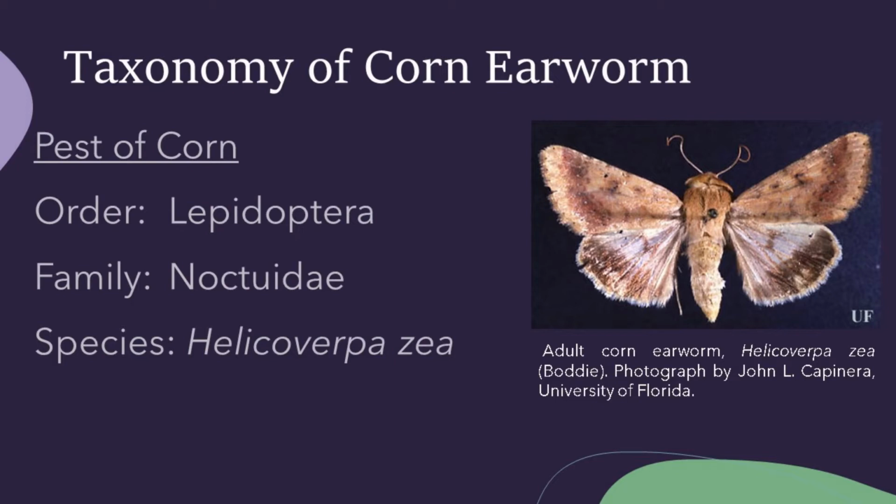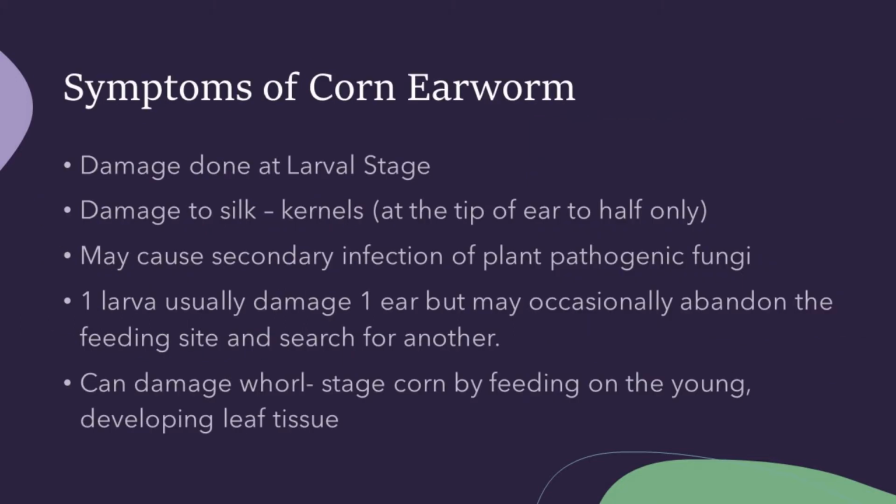From the common name, we know that it is the pest of corn and it is from the order of Lepidoptera, family Noctuidae. And the species is Helicoverpa zea. So from the image we can actually see that it is a moth. After that, I would like to talk about the symptoms of the corn earworm.